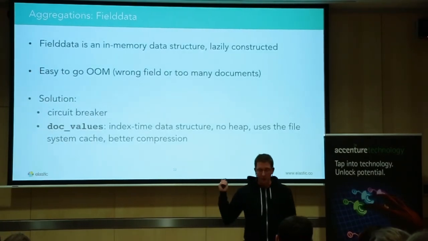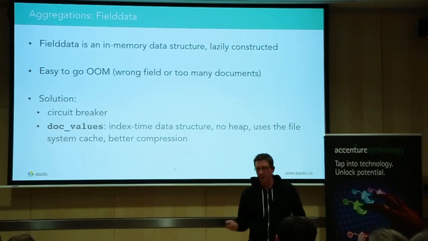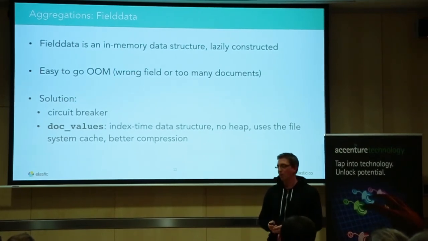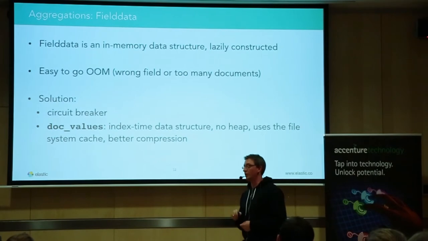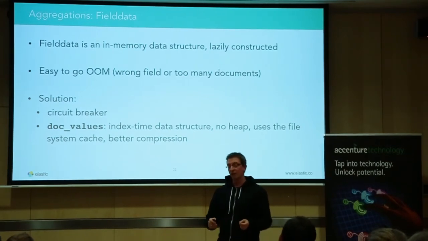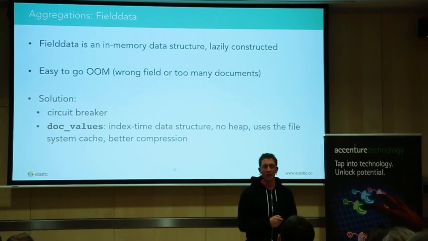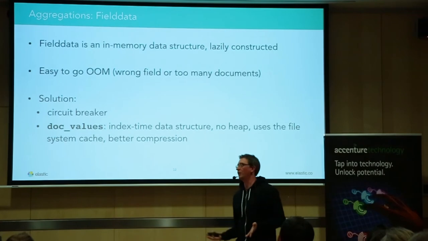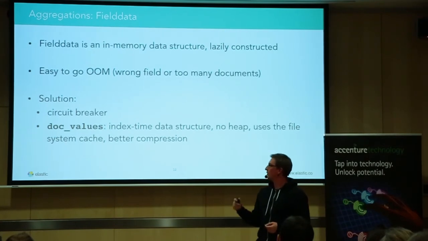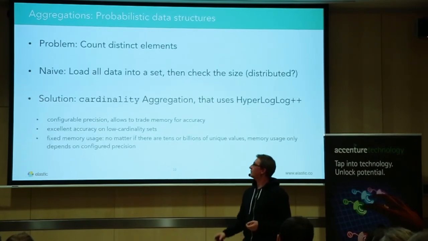Field data used to be an in-memory data structure, but since the release of Elasticsearch 2.0, by default it's not anymore. This data structure is written to disk, which again means that more disk space is needed, but far less JVM heap. And this is usually more efficient because you usually have more disk than you have JVM heap available. And it also prevents huge garbage collections.